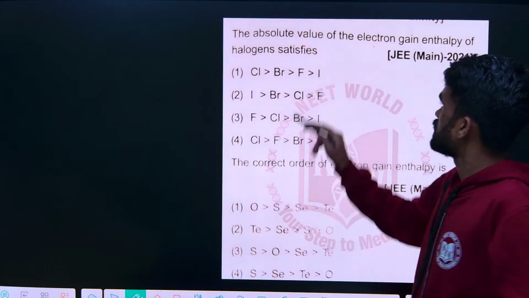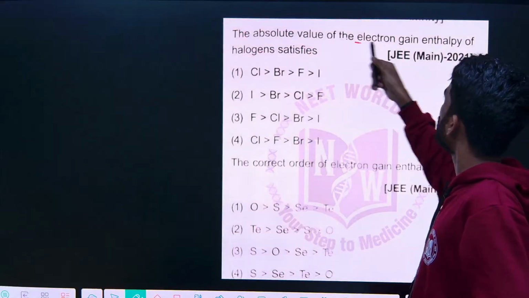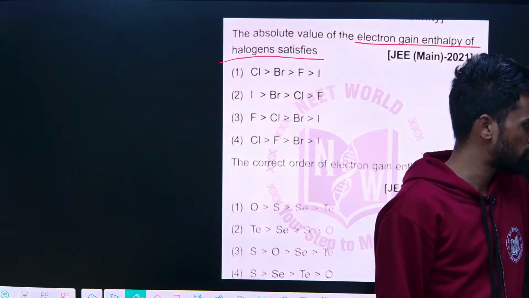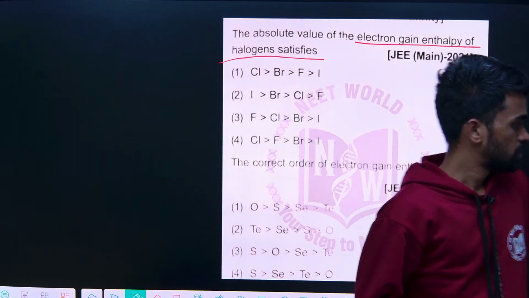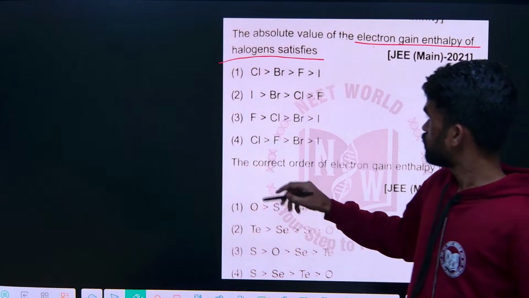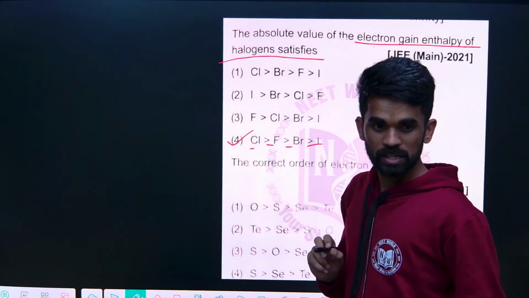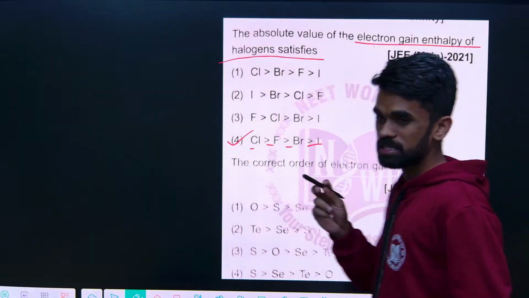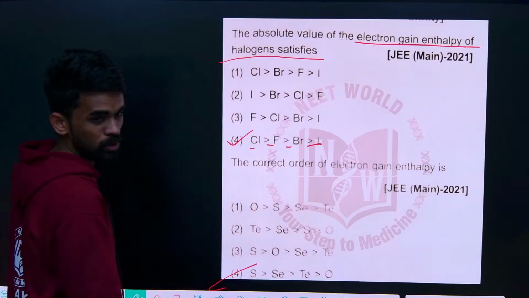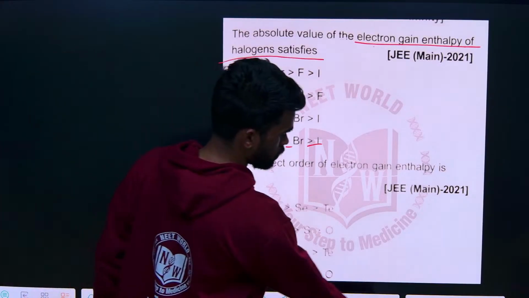That's it. Next, tell me the absolute values of electron gain enthalpies of the halogens. Which is the correct option? Chlorine, fluorine, bromine, iodine. So the fourth option, we discussed. Next, the oxygen family was also discussed. Tell me: sulfur, selenium, tellurium, polonium, oxygen. Okay, next.